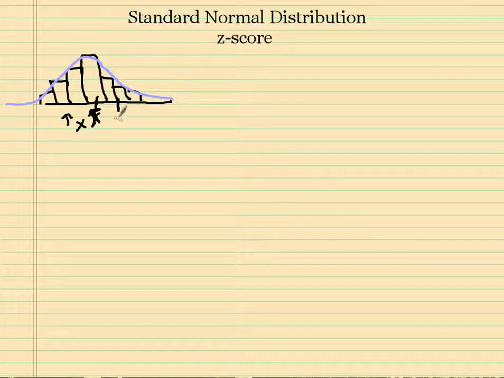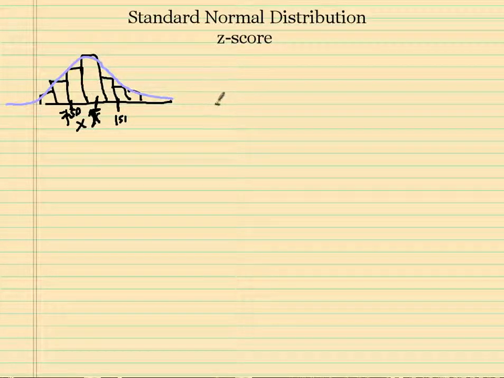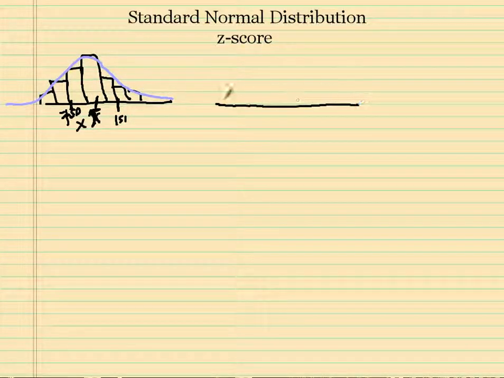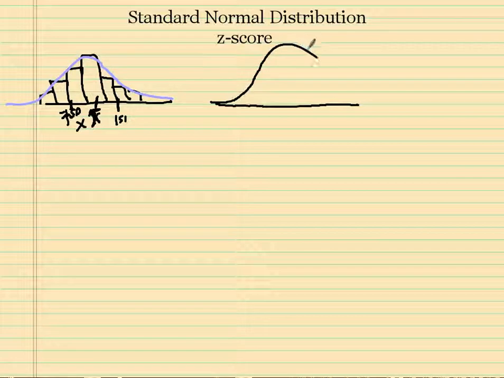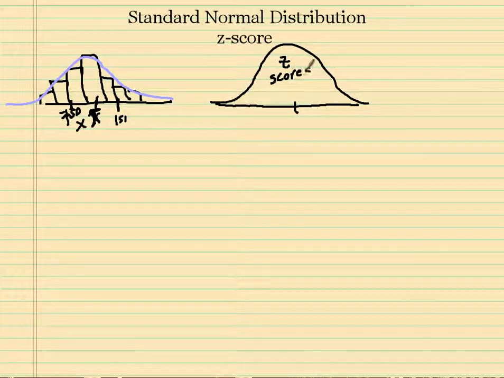Here would be kind of like one standard deviation away, and here would be like -1 standard deviation away. So instead of dealing with the real data, we find the z-score for every data point that we have, and we model it under a normal distribution. And we call this the standard normal. It's made up of z-scores.